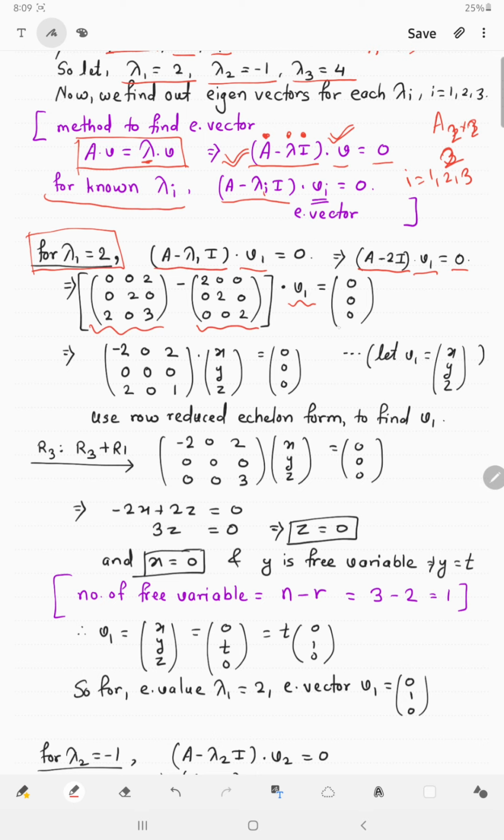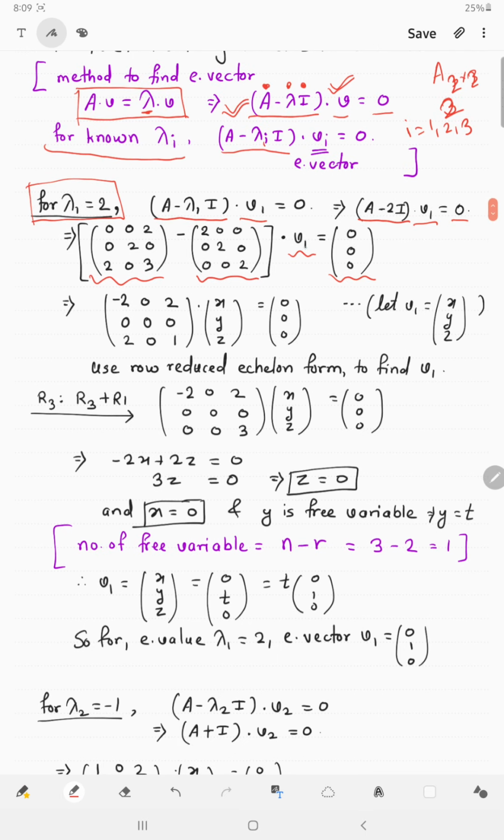into V1 equal to 0. We have to equate with 0. Now let this V1, as V1 is an eigenvector, and we know a vector is nothing but a column matrix. Vector is one type of matrix, specifically a column matrix. So I let V1 as x, y, z. It is a column matrix of order 3 rows, 1 column, 3 by 1. So here I do this subtraction, and I will get this matrix times x, y, z equal to 0.